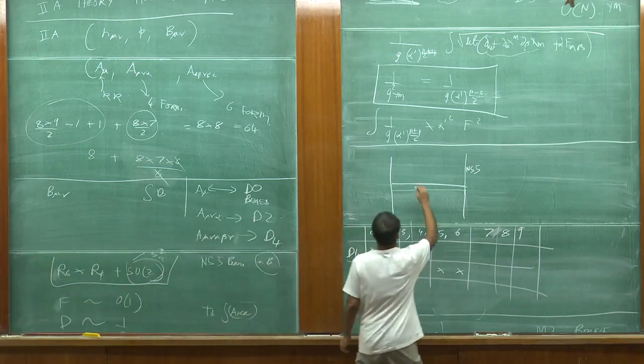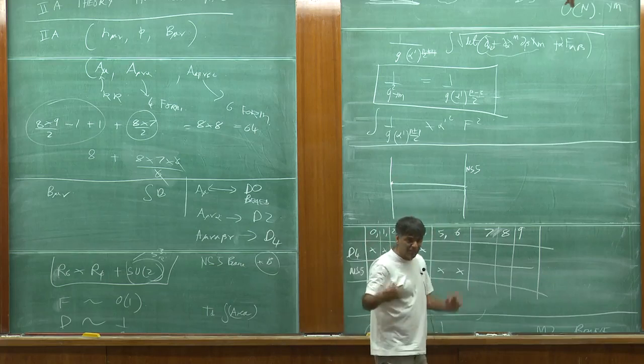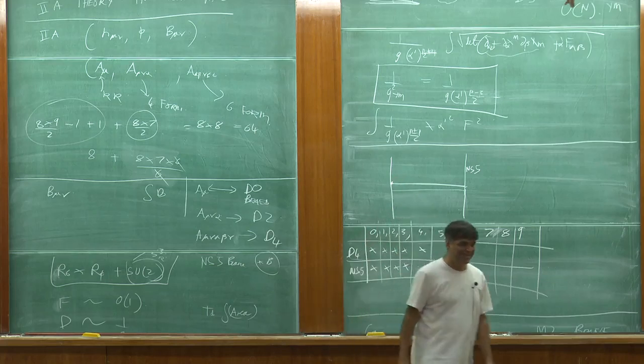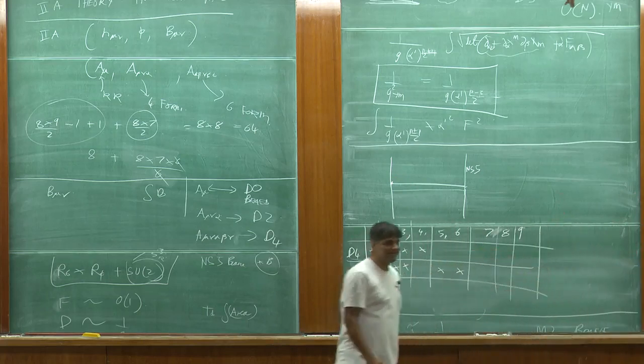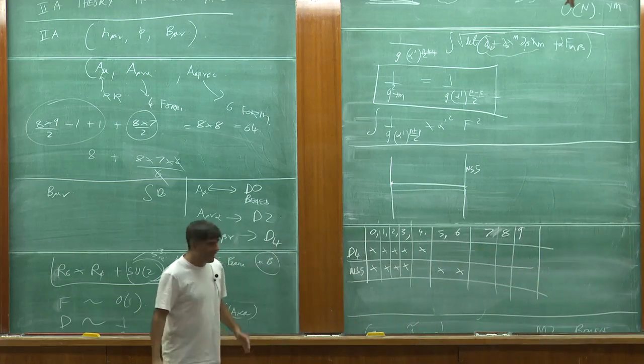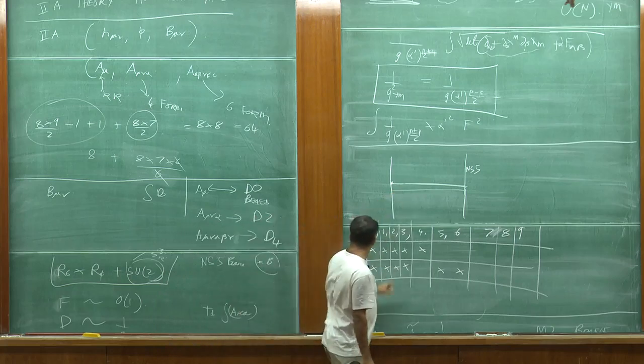The idea goes as follows. I will tell you this in much more detail. The NS5 branes are parallel to each other, and the D3 branes are parallel to each other. Both D4 branes obey this, and both NS5 branes obey this.